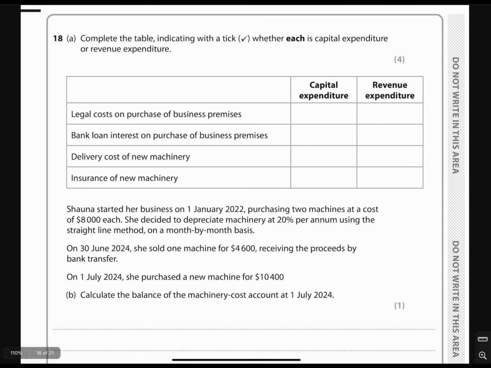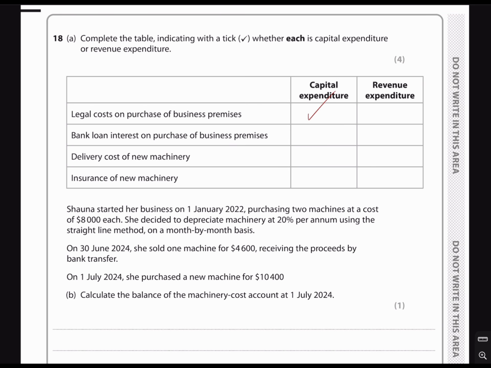Next up we have here legal costs on purchase of business premises. Legal costs. These are the costs that you incur while buying the asset. Any non-current asset is on capital expenditure. So this is the cost that you incur while buying the asset.